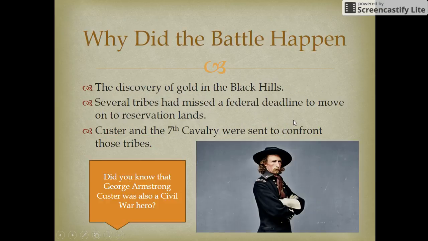On this next slide, why did the battle happen? Well, the battle took place because of conflict over land as Western expansion's taking place. There's the discovery of the gold in the Black Hills, which was a land that was set aside for different native tribes. The United States came into conflict with different native tribes that they were trying to force onto reservations.